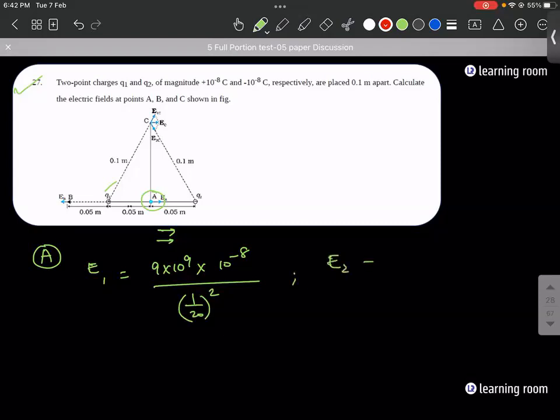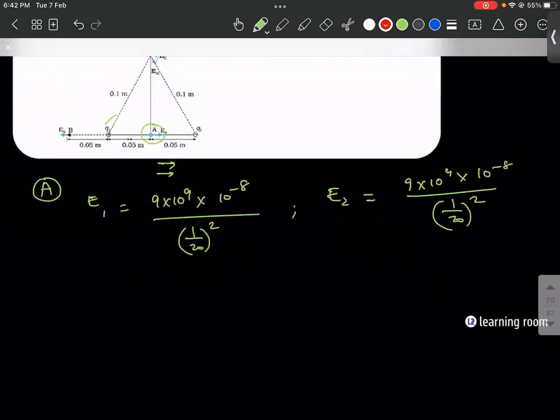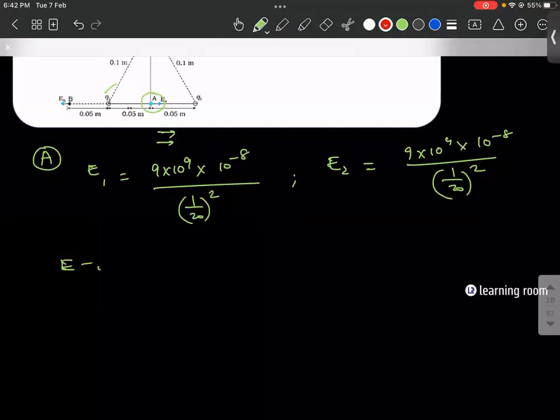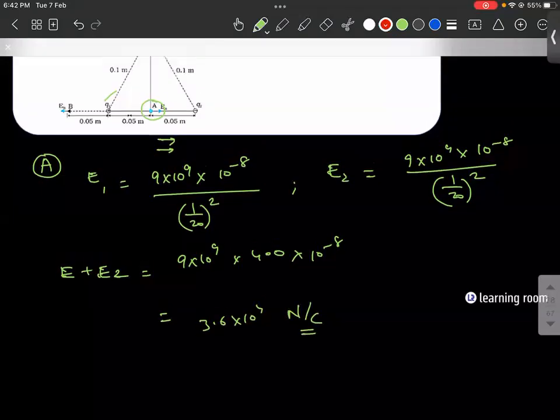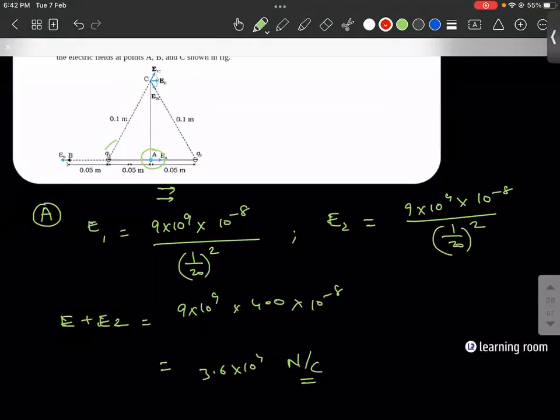What about E2? 9 into 10 power 9 into 10 power minus 8 divided by 1 by 20 the whole square. So what will be the sum, E1 plus E2? Which is going to be 9 into 10 power 9 into 400 into 10 power minus 8. So it is 3.6 into 10 power 4 Newton per Coulomb. Am I clear, guys? So this is at point A.